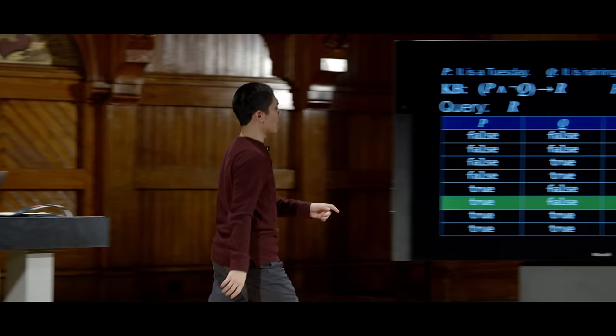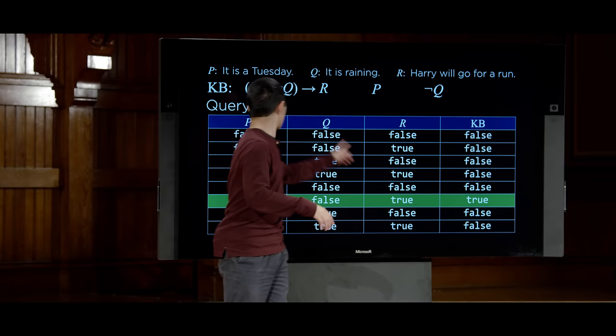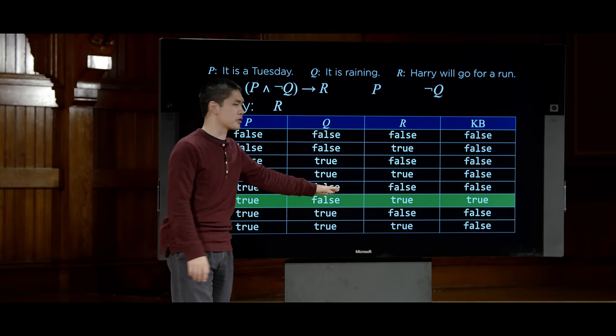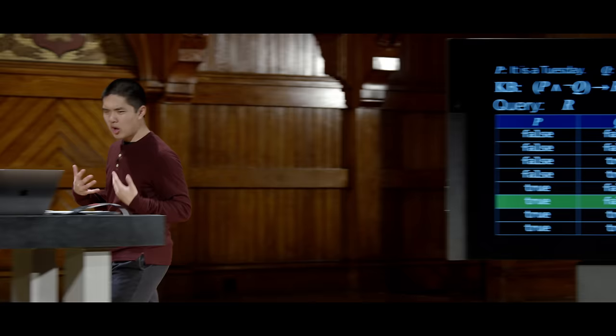This is equivalent to when we were enumerating this table from a moment ago. In all situations where the knowledge base wasn't true, all of these seven rows here, we didn't care whether or not our query was true or not. We only care to check whether the query is true when the knowledge base is actually true, which was just this green highlighted row right there. So that logic is encoded using that statement there.